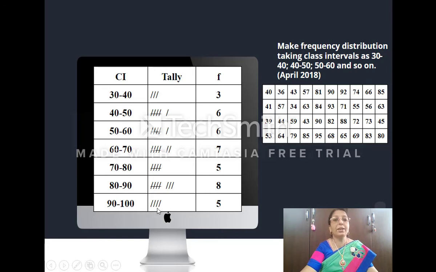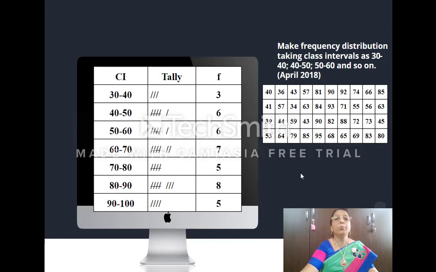So when you draw these slashes, when you have 4 slashes and the 5th slash has to be drawn across, so that it will be easy for us to count. So always when we put the tally marks, we will put 4 slashes and the 5th slash will go across. After we finish the last value 80, we put the tally mark. In this class interval, we start counting. 3, 5 plus 1, 6, 5 plus 1, 6, 5 plus 2, 7, 5, 8 and 5. So our frequency distribution is formed.